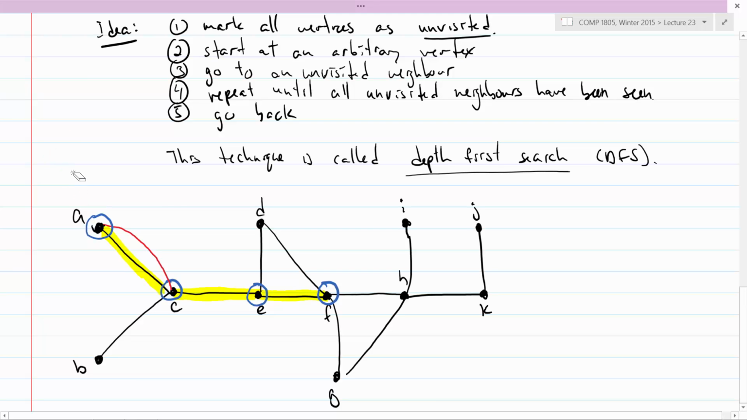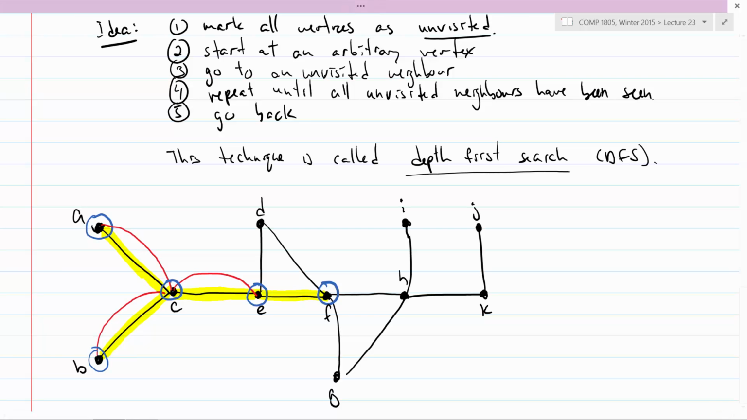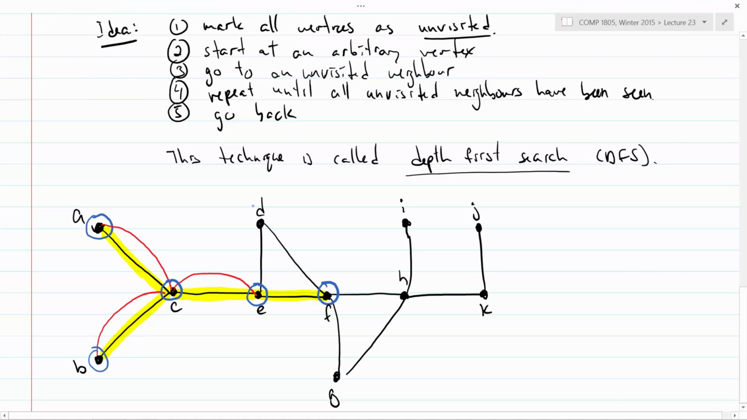All right, so now I'm at C, so I do the same thing again. I go to an unvisited neighbor of C. Well, the only unvisited neighbor of C is B. So I go to B. I've now visited B. I look for an unvisited neighbor of B, and unfortunately there are none. So that means I walk back from B to C. I look for an unvisited neighbor of C, and I find that there are none. So I walk back to E. I look for an unvisited neighbor of E, and there is one. There's D. So I go over and I visit D.